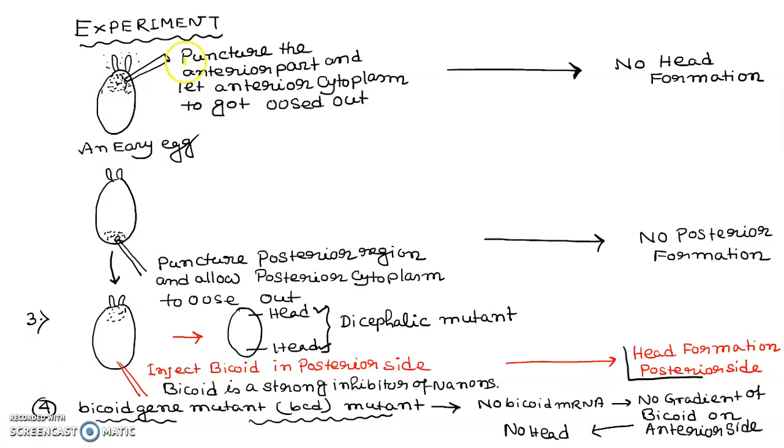In this experiment, first, if you remove the anterior portion, no head formation occurs. That means the bicoid morphogenetic gradient is lost. If you remove the posterior part, there is no nanos, so no posterior formation takes place. In the third experiment, if you inject bicoid into the posterior side, then bicoid is a strong inhibitor of nanos. This is a very important term. Head will be formed at the posterior side, where actually the tail should be formed, right? With a bicoid gene mutant, there is no bicoid mRNA, so no gradient of bicoid on the anterior side, and no head formation takes place.